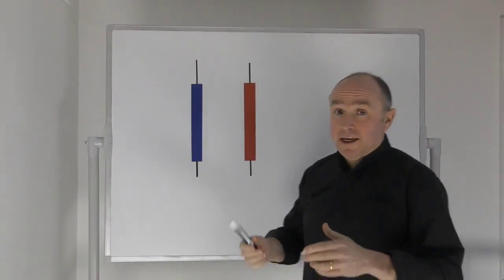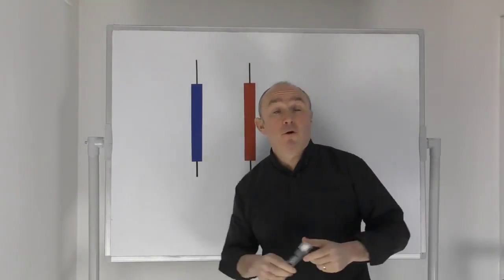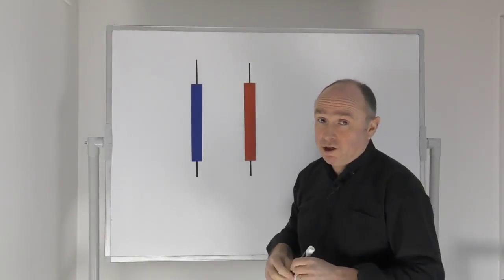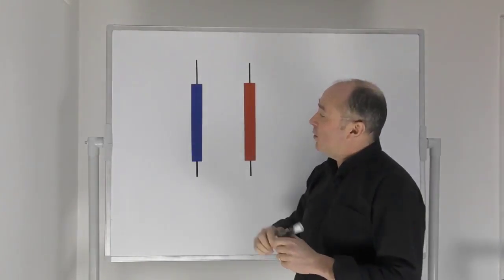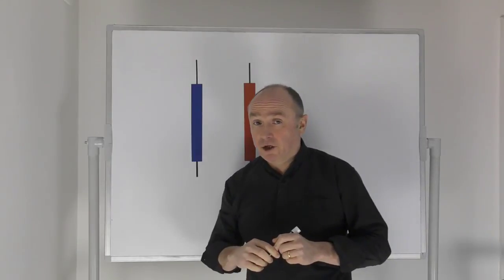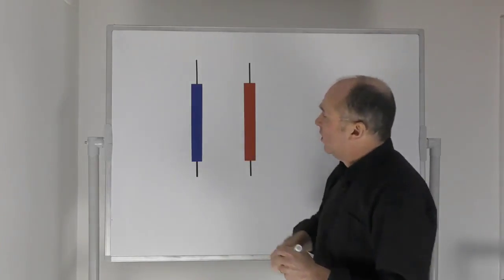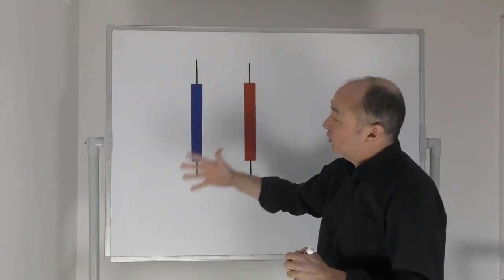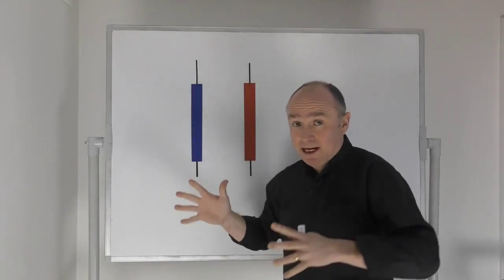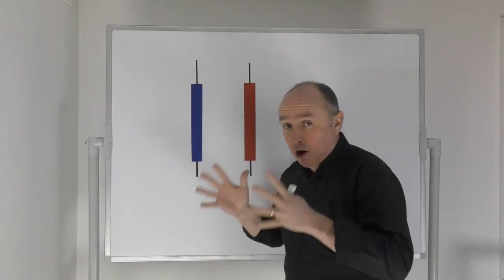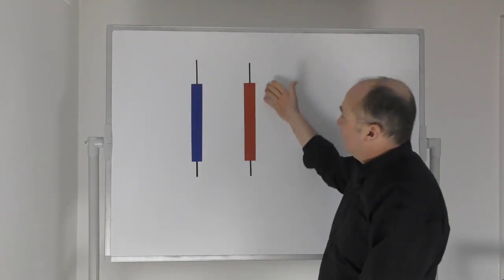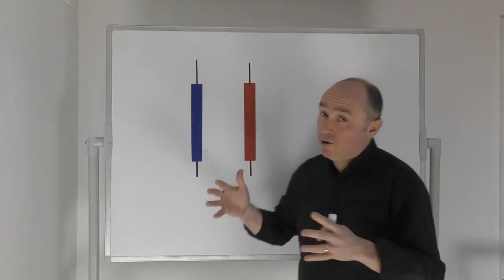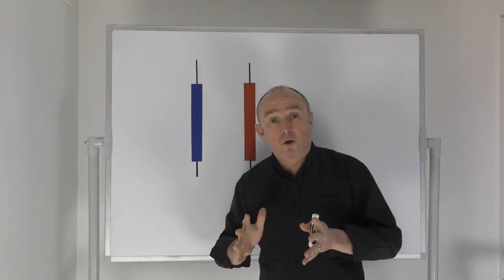Okay, so these are the Japanese candlesticks. Apparently they were invented over 200 years ago by the Japanese rice traders. They actually show us quite a lot of information. Here on the left, you've got a blue candle, or sometimes coloured green. That basically means it is a bullish candle. Prices are on the way up. Here you'll see a red candle. That basically is a bearish candle, meaning prices are on the way down.